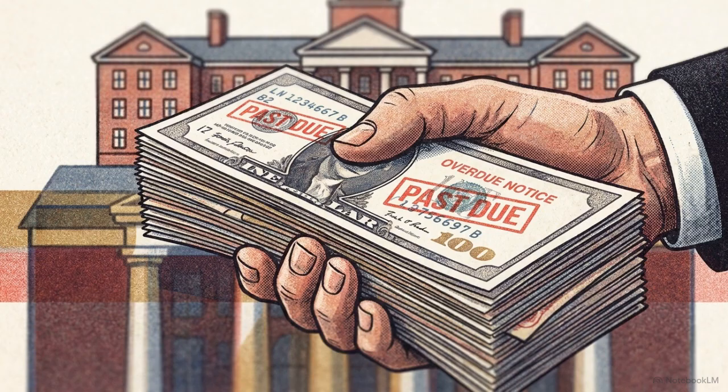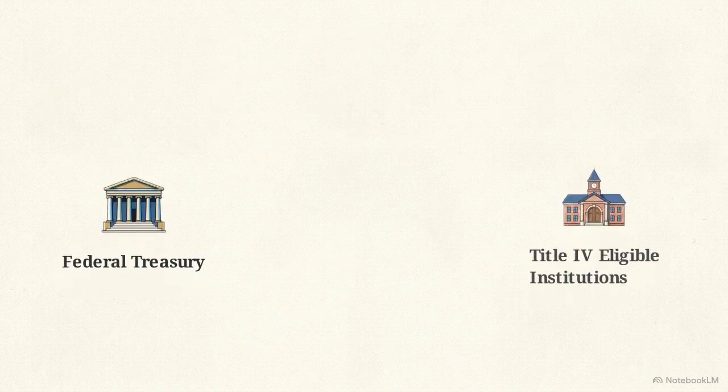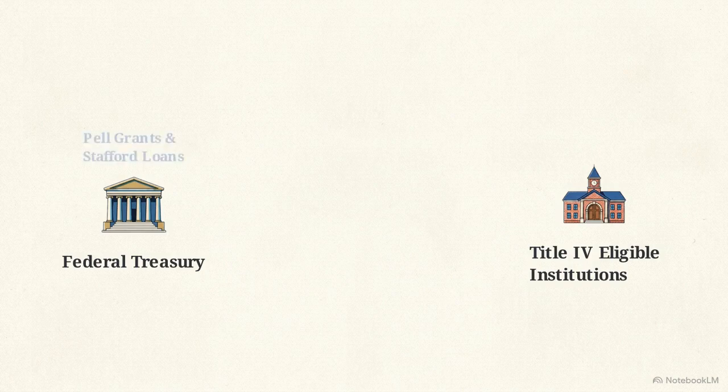The current student debt crisis reflects a system operating exactly as its historical incentives dictate, as a highly financialized debt dependency loop. Mapping the flow of capital reveals how this machinery operates. The economy begins with 2 primary entities, the federal treasury and Title IV eligible institutions. The primary injection of capital originates in the treasury, flowing into the institutional ecosystem through Pell Grants and Stafford loans.